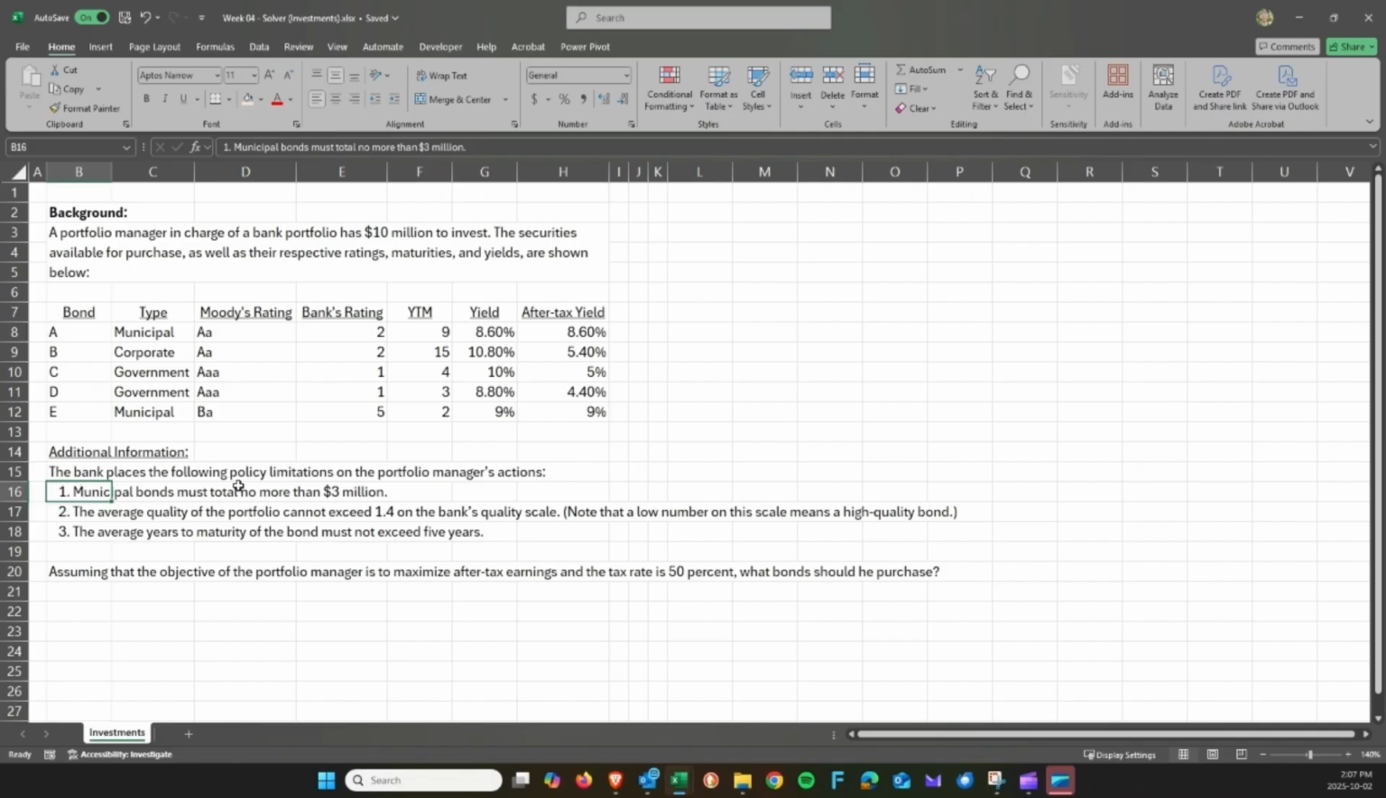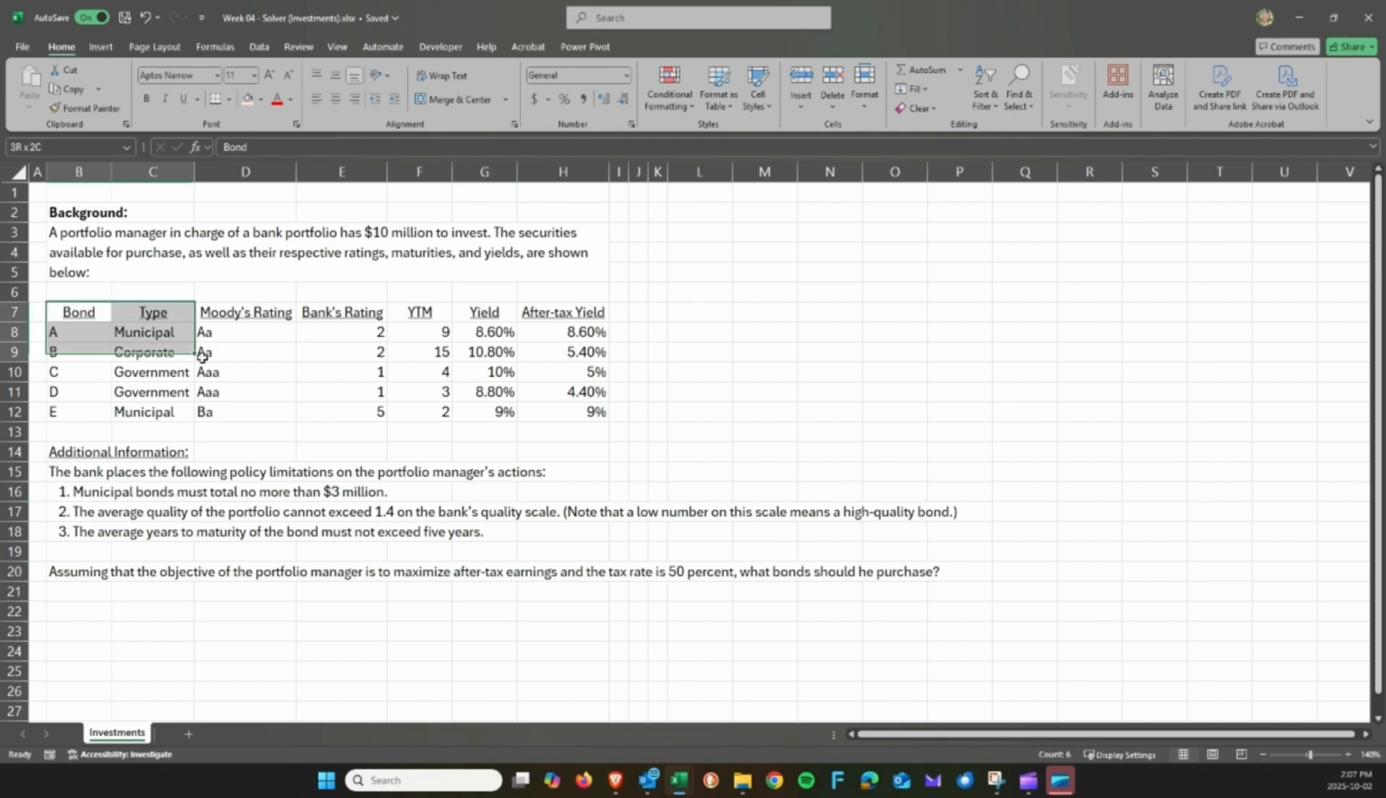For example, municipal bonds must not total more than 3 million. The average quality cannot exceed 1.4, given the bank's rating scale on quality, where a lower number is better. And then the average years to maturity must not exceed 5. So how to allocate this $10 million amongst these 5 bonds to optimize earnings, given these 3 restrictions?